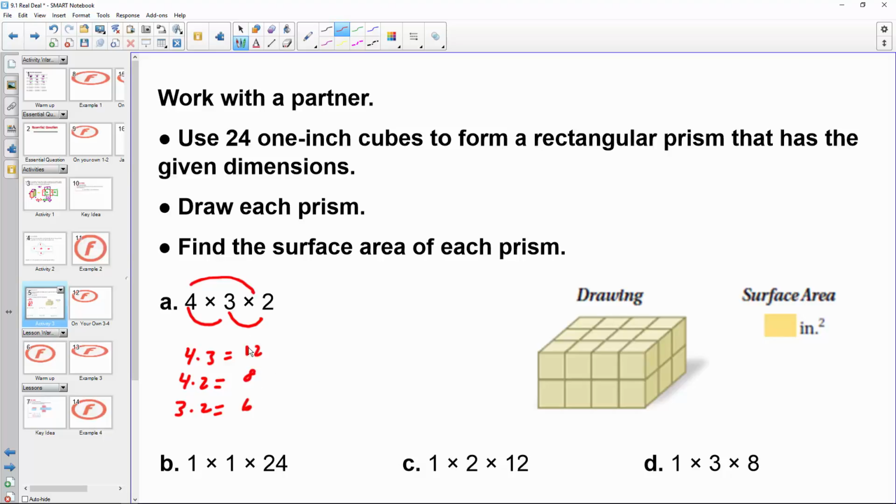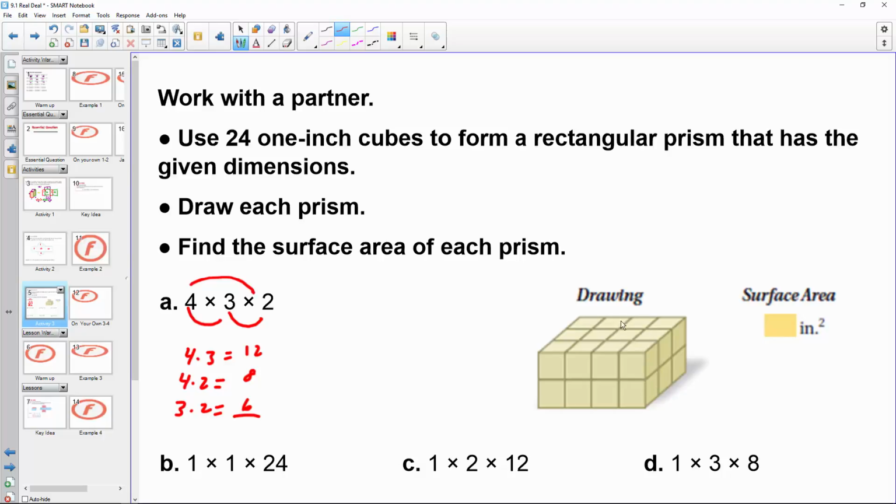Now remember, there's a total of 6 faces, and I just did this one here, which is the 8. This one here is the 12. If you count, there's 12 boxes up here. So I have this face, and then the 6 is this face here. But remember, there's always 2 of those.